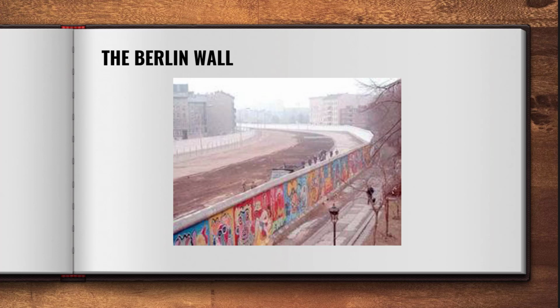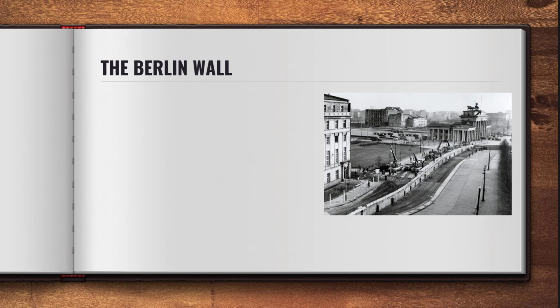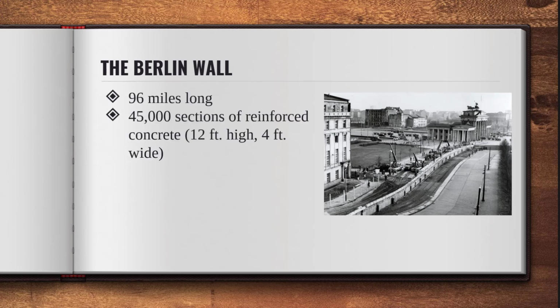So people went to bed. They woke up the next morning. Some of them couldn't get to school. Some of them couldn't get to work. Some of them couldn't get to their family members. This is the wall being built in this picture. When it was completed, it was 96 miles long. There were 45,000 sections of reinforced concrete. So, pieces that were put together. Those were 12 feet high and 4 feet wide.